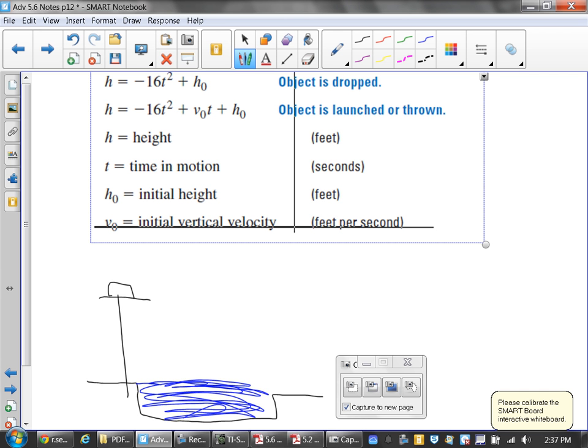Okay? Good artist. If you're a diver, you have an initial height of this that you're going to go.